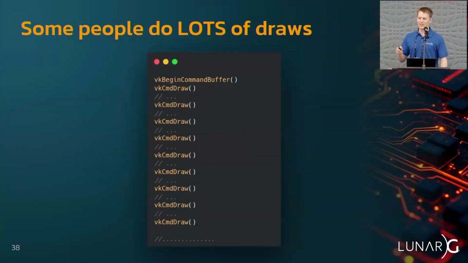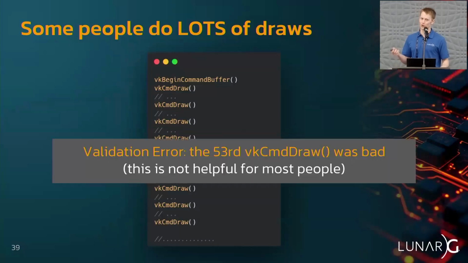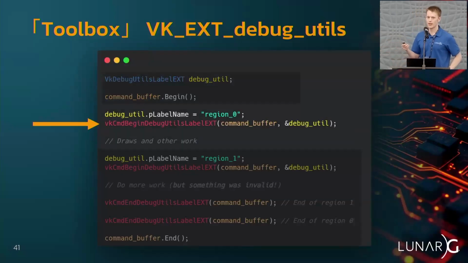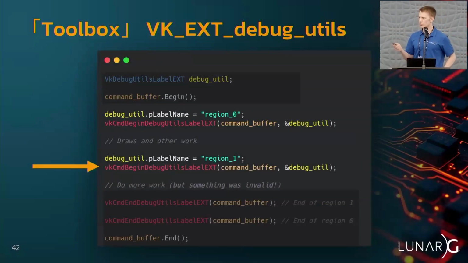But some of you guys have a lot of draws, okay? And do you really want me to tell you after a GPUAV error message that your 53rd draw call is the problem? Are you really going to go in there and start counting? Probably not. So there's another part of debug utils that lets you label your command buffers. You start a command buffer and then you give it a label. In this case, region 0, and in this case, region 1. And this is a stack-based system, so at the bottom you can see you can unstack them.